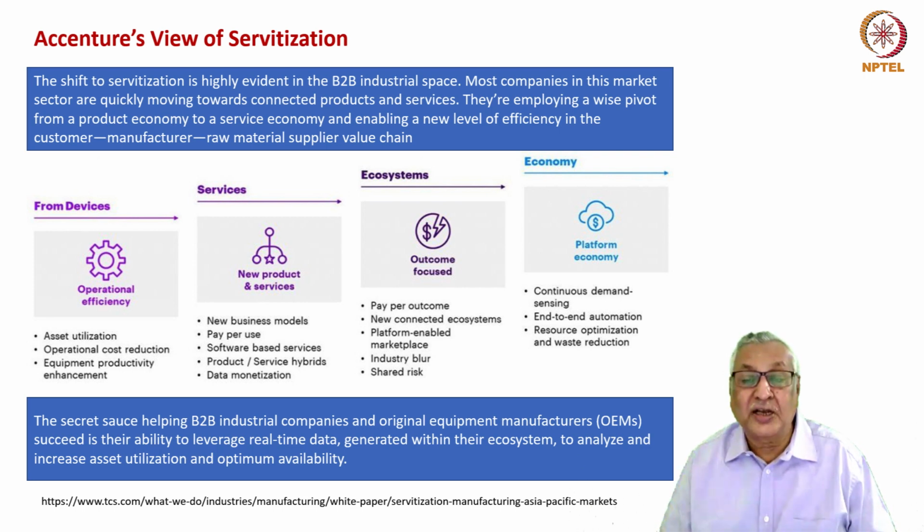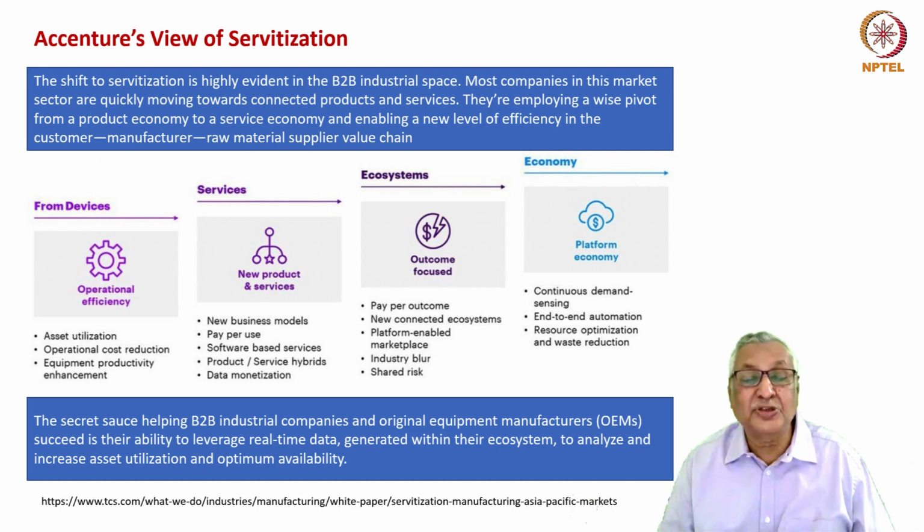Outcome-based activities happen. Pay for outcome, not pay per use. You pay for outcome. New connected ecosystems, platform-enabled marketplace, industry blur, shared risk. Imagine a CT scanner. It is not about the number of slices you use it for and number of images you take. The images must be razor sharp as promised. Therefore, if you pay for the outcome, that is much better than pay for the use model. So that is also going to come in terms of the outcome focus. Then a platform economy gets generated as a result of that. Continuous demand sensing, end-to-end automation, resource optimization, and waste reduction.